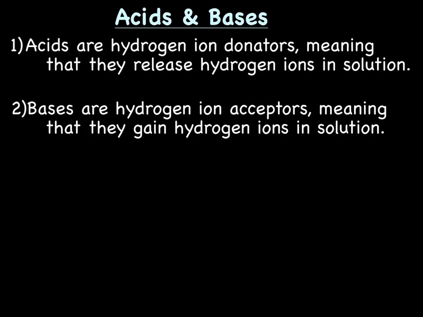Acids are hydrogen ion donors, meaning they release hydrogen ions in solution. And when they release hydrogen ions, they hook up with the water and produce hydronium. So you can think of acids also as hydronium ion producers. Okay, bases are hydrogen ion acceptors, meaning they gain hydrogen ions in solution.